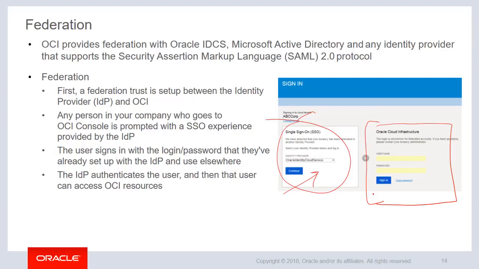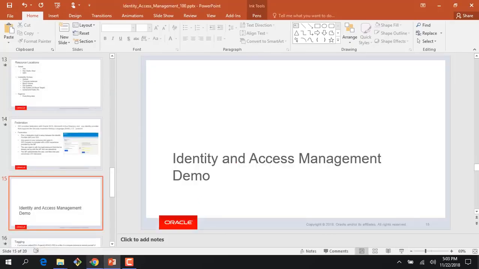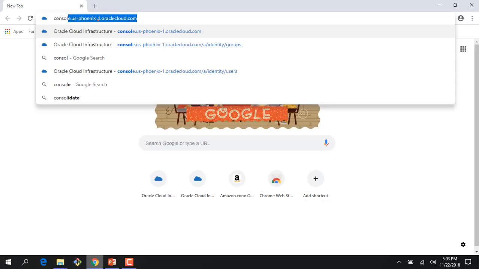So let me get out of my PowerPoint slides here and access my browser and bring up the OCI console. The first thing I'm going to do is bring up the URL for my OCI console, and the URL goes something like console.us-phoenix-1.oraclecloud.com. Now I'm logging into my Phoenix region.